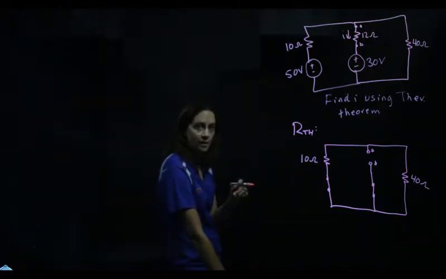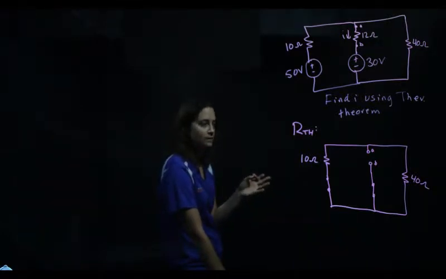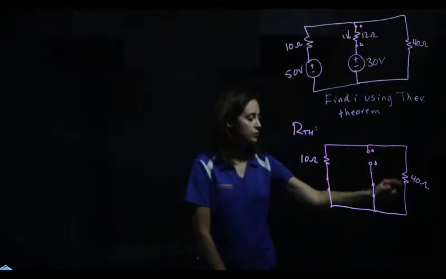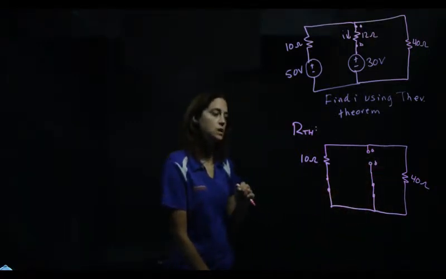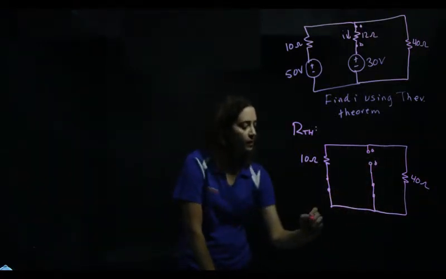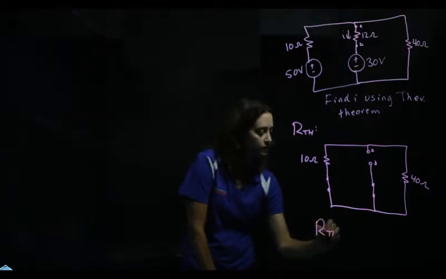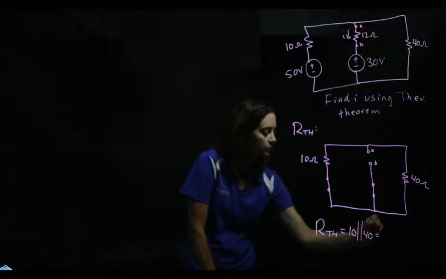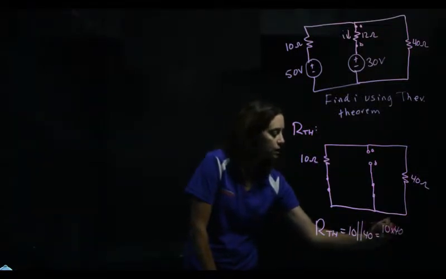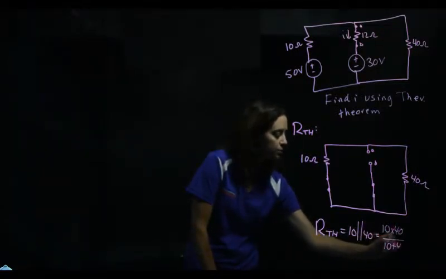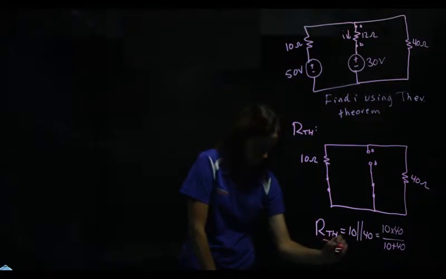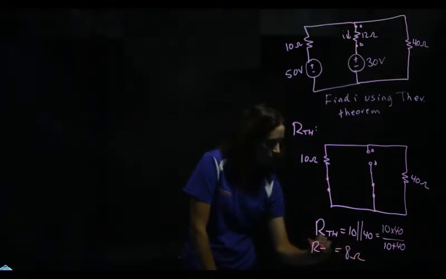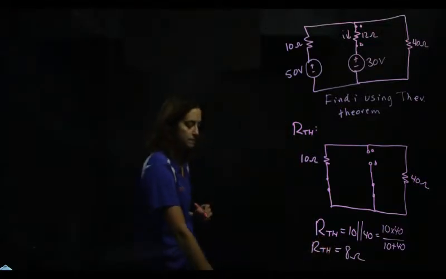Between A and B there, what resistance is seen? Well, the 10 and the 40 are both sharing the same two nodes, meaning they're in parallel. So our R Thevenin is 10 in parallel with 40, or 10 times 40 divided by 10 plus 40, or 8 ohms. So we have our R Thevenin.